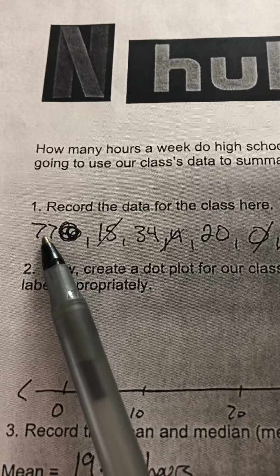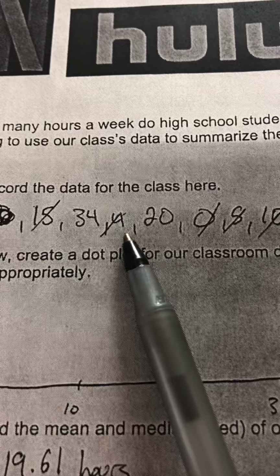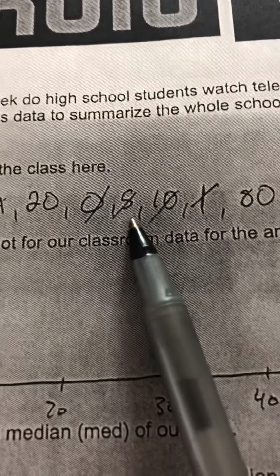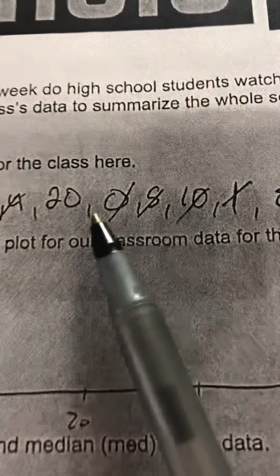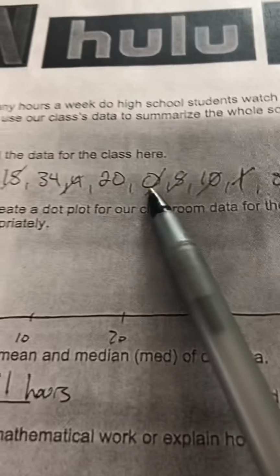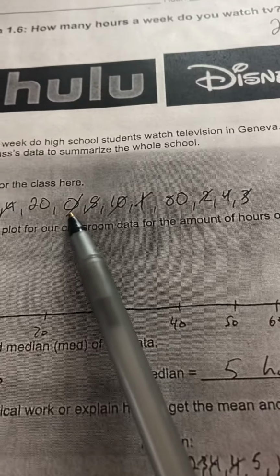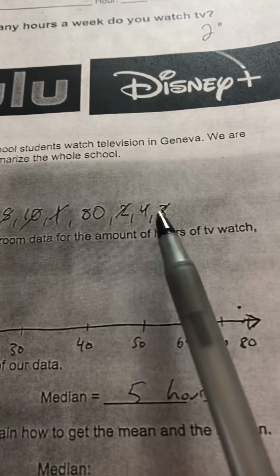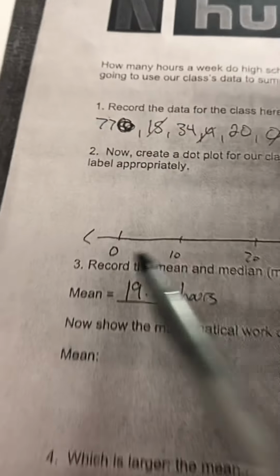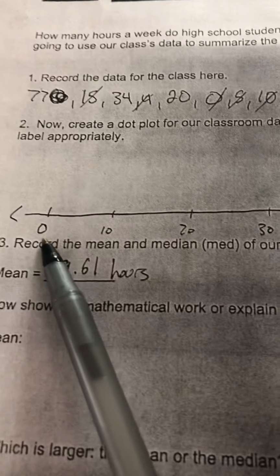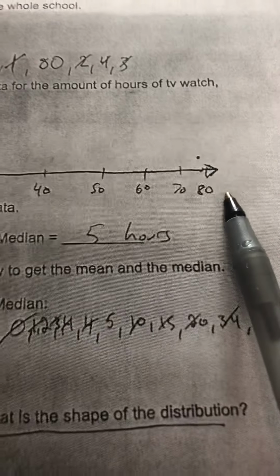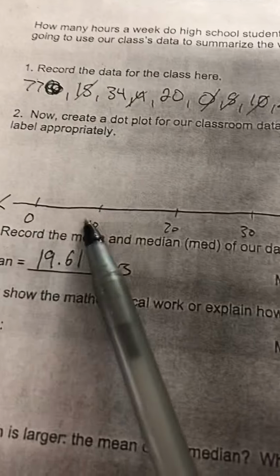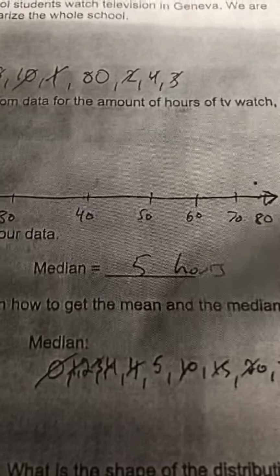This is the data. So you have 77, 15, 34, 4, 20, 0, 8, 0, 8, 10, 1, 80, 2, 4, and 3. All you're going to do is take these and put dots. You could create a chart if you're in 2nd period like this for the dot plot, and you could go 0, 10, 20, just go by tens, and then start plotting your dots.